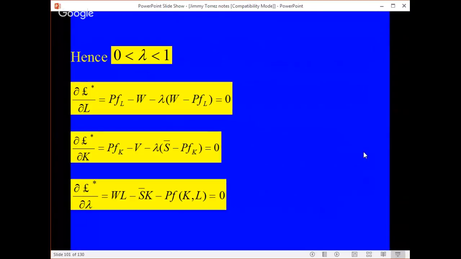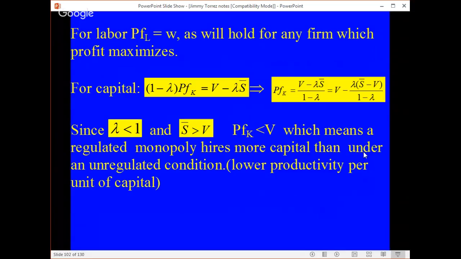I take my first order conditions. First, I take my Lagrangian with respect to labor, then with respect to capital, then with respect to lambda. I solve for lambda, and I set these two equal to each other, like we always do. So I get P times the marginal product of labor is equal to W. And for capital, 1 minus lambda, P times the marginal product of capital is equal to V minus lambda S.